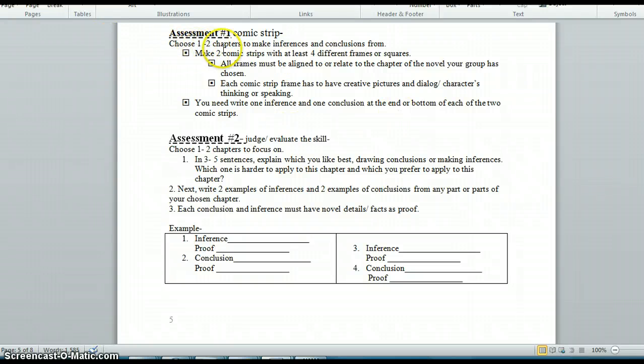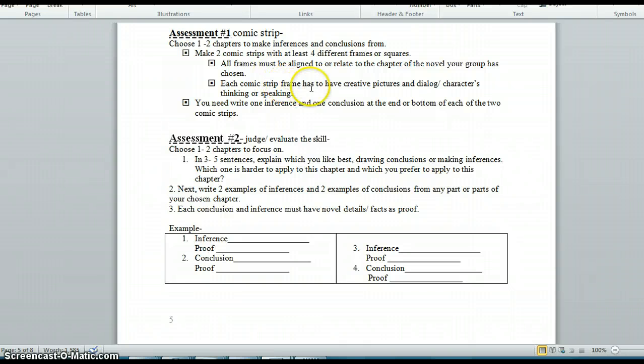Comic strip. Choose one or two chapters to make an inference and conclusion from. Make 2 comic strips, at least 4 different frames or squares, so 2 separate comic strips. Choose 1 or 2 chapters. Can you choose more chapters? Of course. All frames must be aligned to or relate to the chapter of the novel your group has chosen. So if you choose more than 2 chapters, they have to relate to the same concept in that novel.